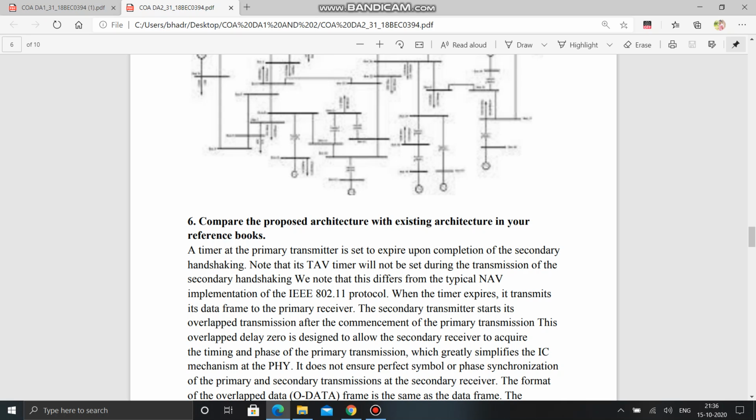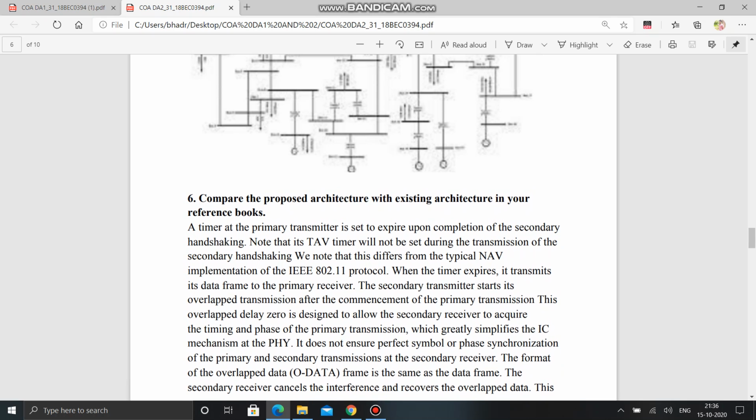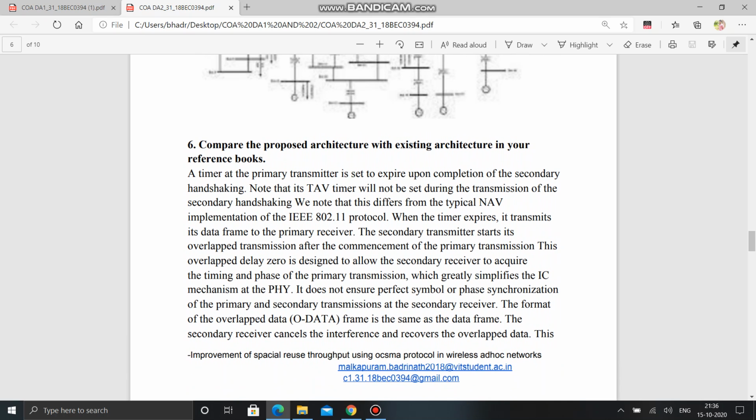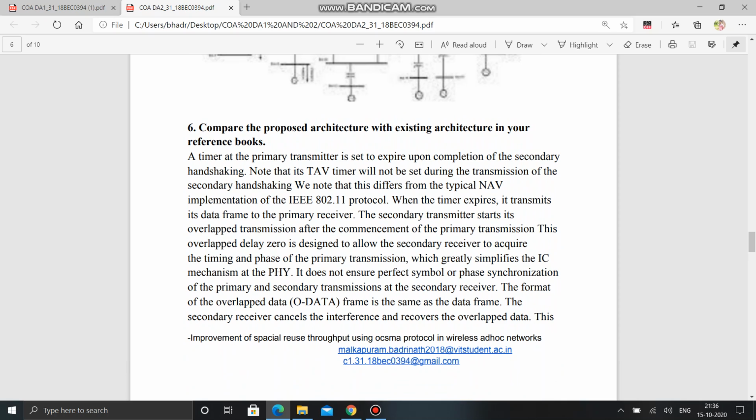A timer at the primary transmitter is set to expire upon completion of the secondary handshaking. Note that this is a TAV timer, which will not be set during the transmission of the secondary handshaking. We note that this differs from the typical NAV implementation of the IEEE 802.11 protocol. When the timer expires, it transmits the data frame to the primary receiver. The secondary transmitter starts an overlap transmission after the commencement of the primary transmission. This overlap delay is designed to allow the secondary receiver to acquire the timing and phase of the primary transmission, which greatly simplifies the IC mechanism at the PHY.